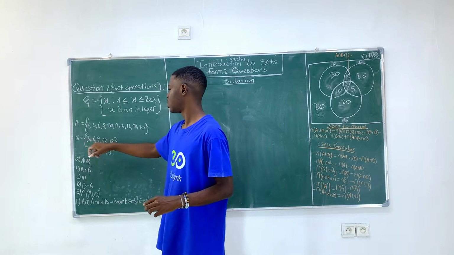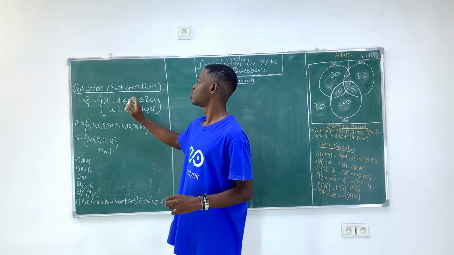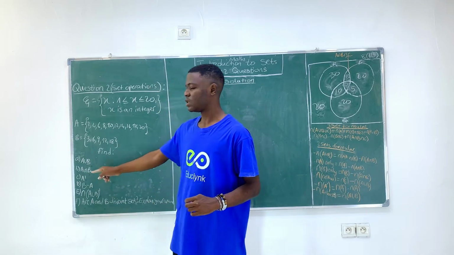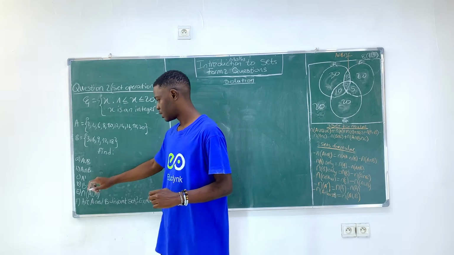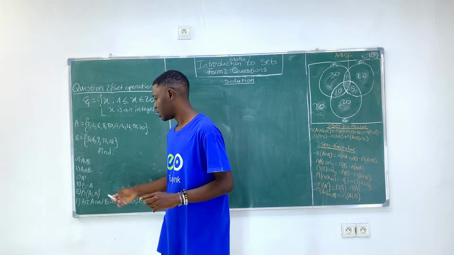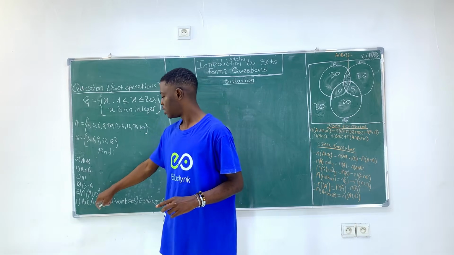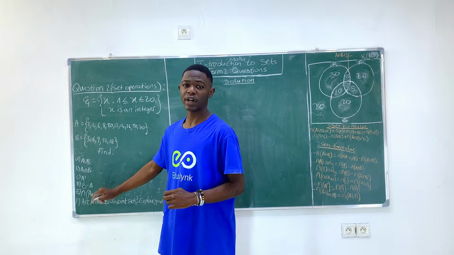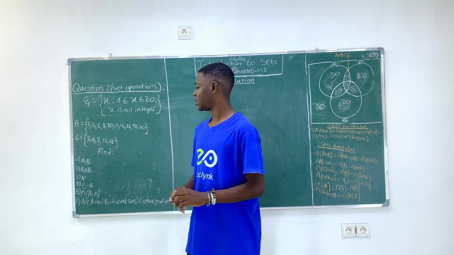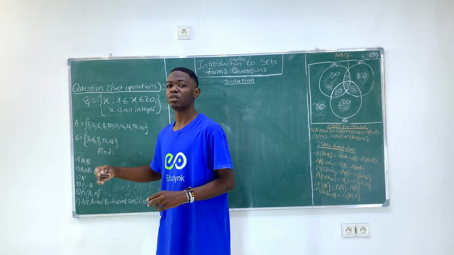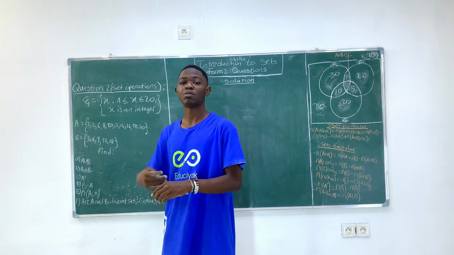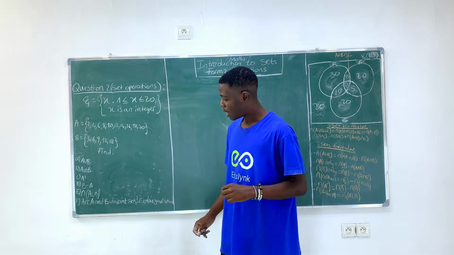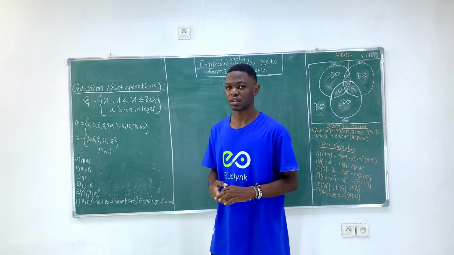And B is all of the multiples of 3 from 1 to 22. So the A part says find A union B, B part says find A intersection B, C part says find A prime, D part says find B minus A, and the E part says find this thing, how do you read it? It does not mean find A and A prime. It means to find the number of elements that are found in A and B prime. So for this you have to find A and B prime, then you find the number of elements in it. And then, are A and B disjoint sets? Explain your reason.